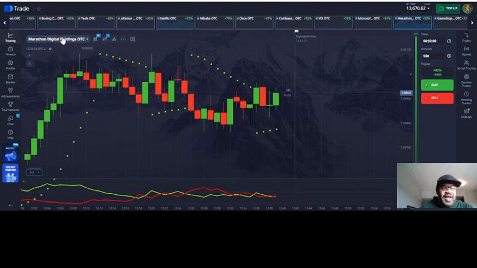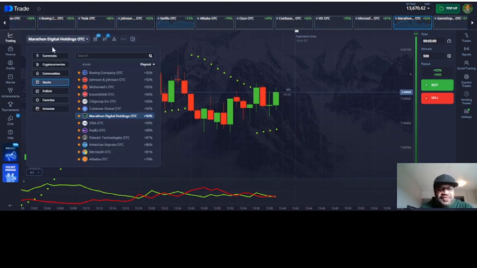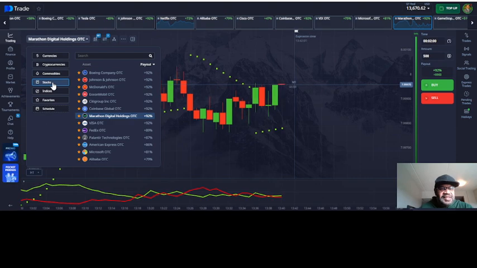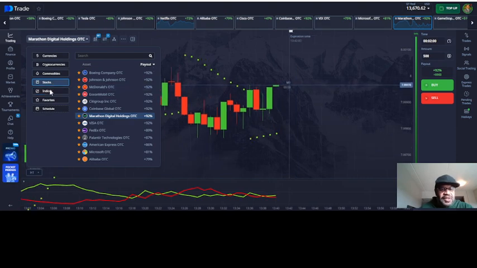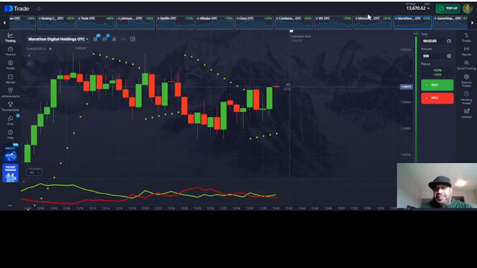If we click on our assets icon here, Pocket Option has various assets available to trade. They have currencies, cryptocurrencies, commodities, stocks, and indices. I'm going to be focusing on the OTC assets here. I've already checked them off so that they appear at the top of the chart, and I can quickly go through and analyze each of these OTC assets.